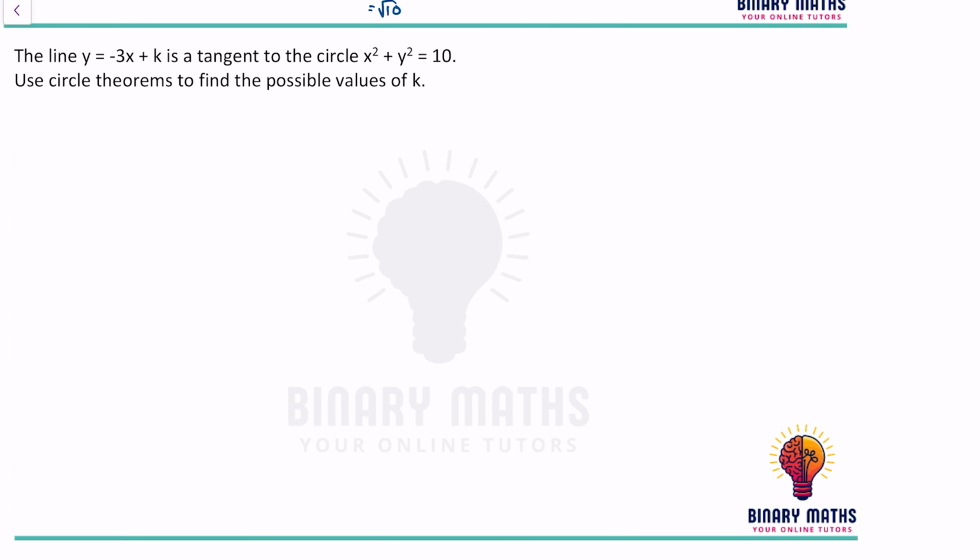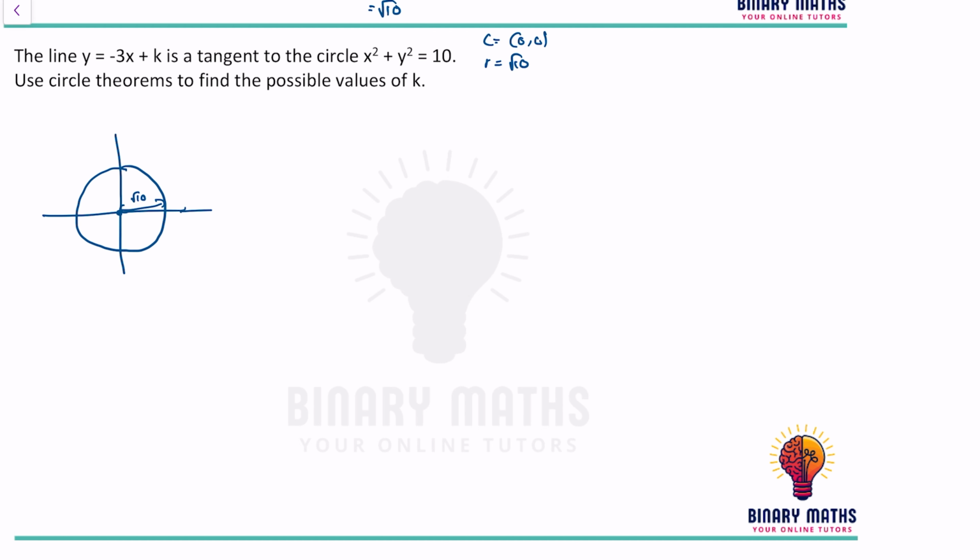The next question. The line y = -3x + k is a tangent to the circle x² + y² = 10. So this circle has center (0, 0) and radius root 10. Use circle theorems to find the possible values of k. So if I sketch this out, my circle center is the origin and my radius here is root 10.